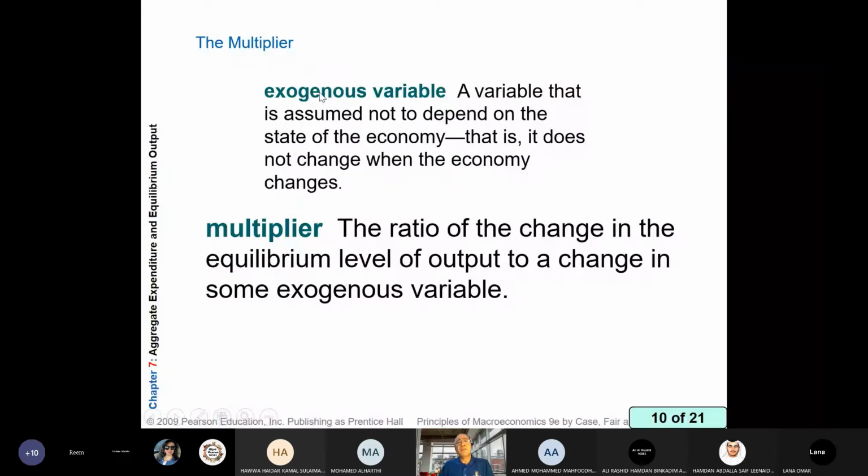Okay, let's start with this variable, exogenous variable. What's the meaning of exogenous variable? External variable. Something as a shock comes from outside the model.